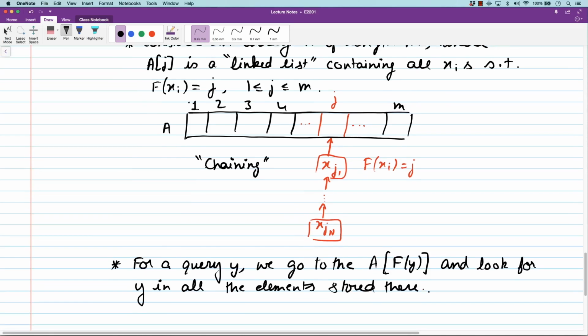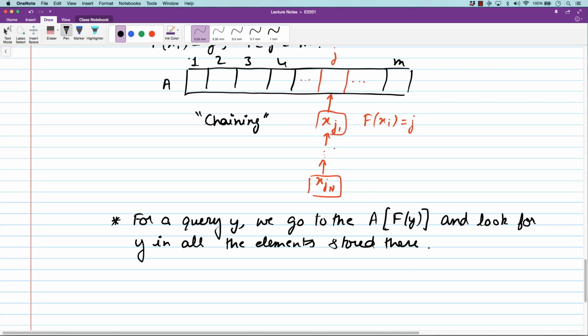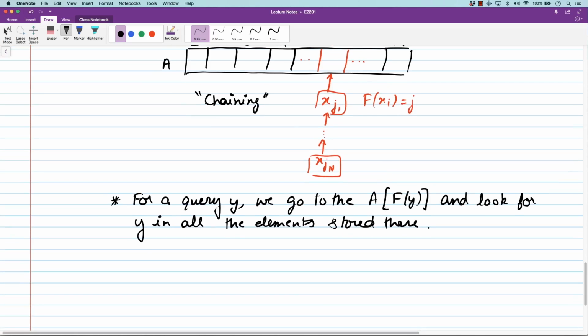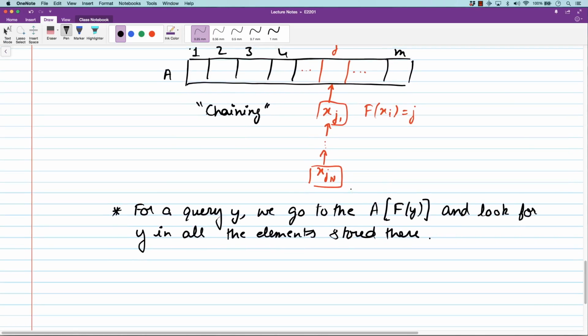So this is a randomized scheme. If y was indeed present here, if y was already there, it will definitely be in the same bucket, and so when we go there, we'll find it. If y was not there, then you can still go there, and you will not find it when you compare with everything. That part is fine. So this will always work. With probability 1, you will find the right answer. If it exists, you'll find it, otherwise not.